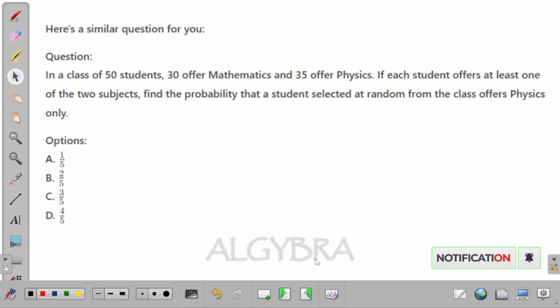Based on what you've learned in this video, here's a similar question for you to solve. In a class of 50 students, 30 offer mathematics and 35 offer physics. If each student offers at least one of the two subjects, find the probability that a student selected at random from the class offers physics only. The options are A equals 1 over 5, B is 2 over 5, C is 3 over 5, and D is 4 over 5. Solve this question and give me your answers in the comment section.